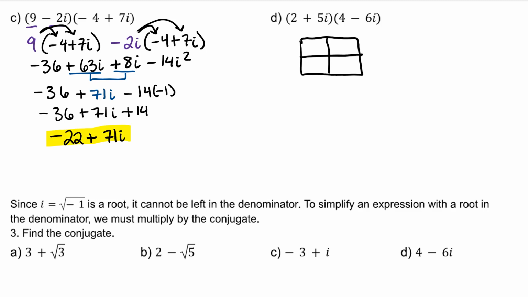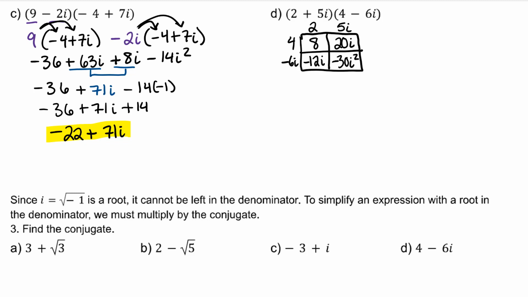You could also use the box method. I'll put one complex number as the columns, so 2 would be column 1, and positive 5i would be column 2, and then the next complex number as the rows, so 4 and negative 6i. Then we'll multiply row by column. So we can replace i squared with a negative 1 and then combine the imaginary parts.